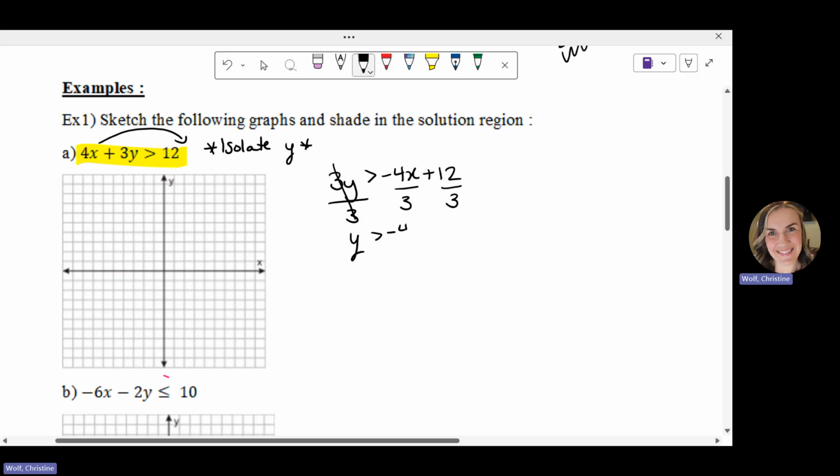I have negative 4 over 3 x, you can't reduce that, so you leave it as is, and then 12 divided by 3 is 4. Okay, so my slope is negative 4 over 3 if written like that, which means we're going to go down 4. So my rise is actually negative. So I'm going down 4, and then my run is positive 3. So I'm going to go to the right 3.